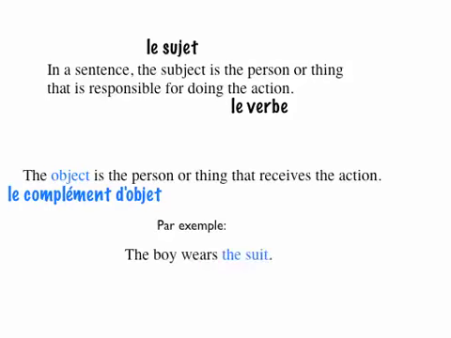Par exemple, the boy wears the suit. The boy is doing the action of wearing, he's the subject. Wears is the action, that's the verb. The suit answers the question, what does the boy wear? It is the thing that gets worn. It's receiving the action of wearing. That is your object, your direct object in this case.